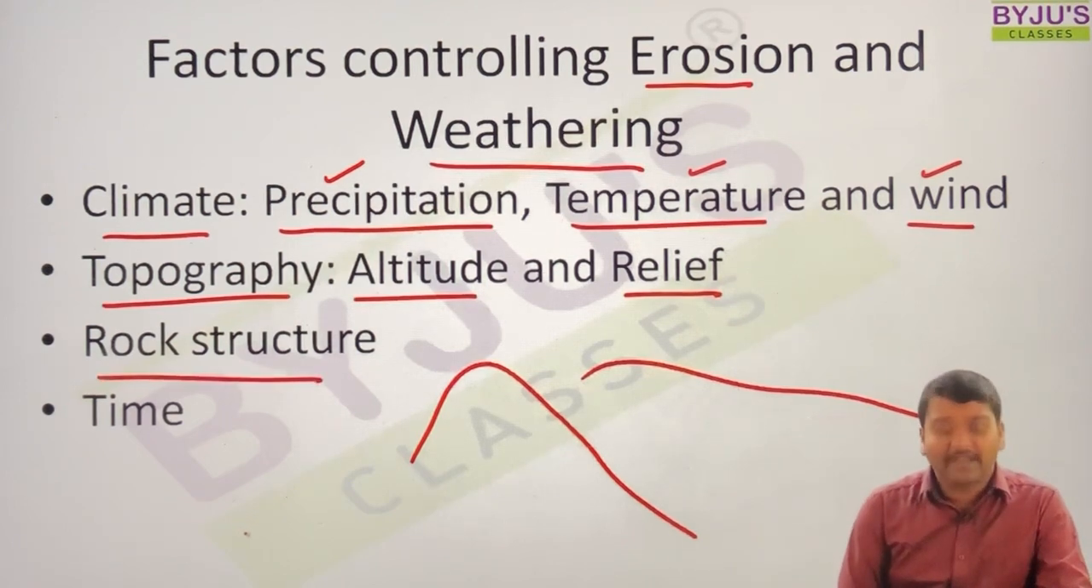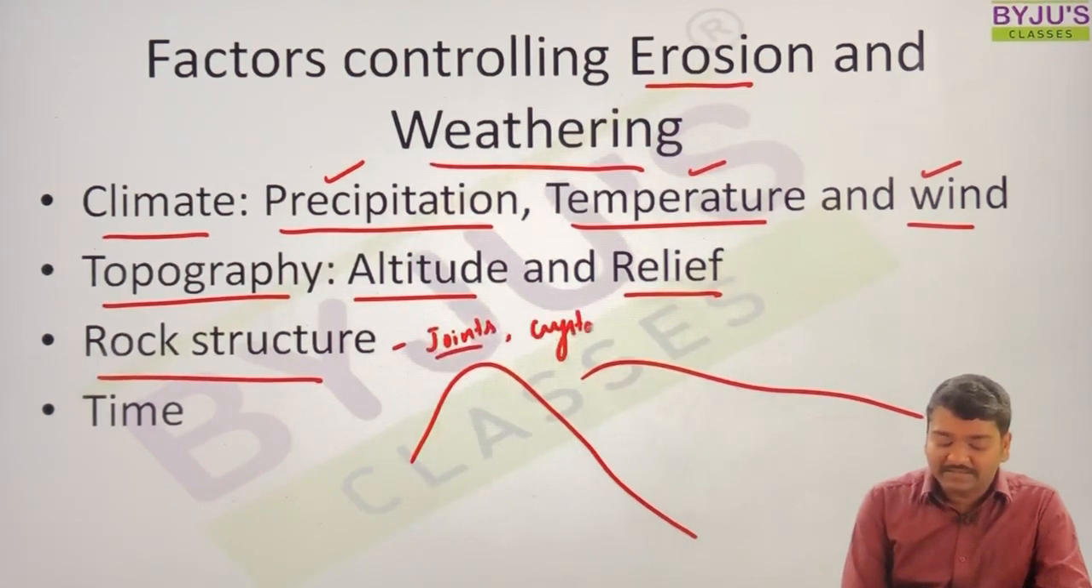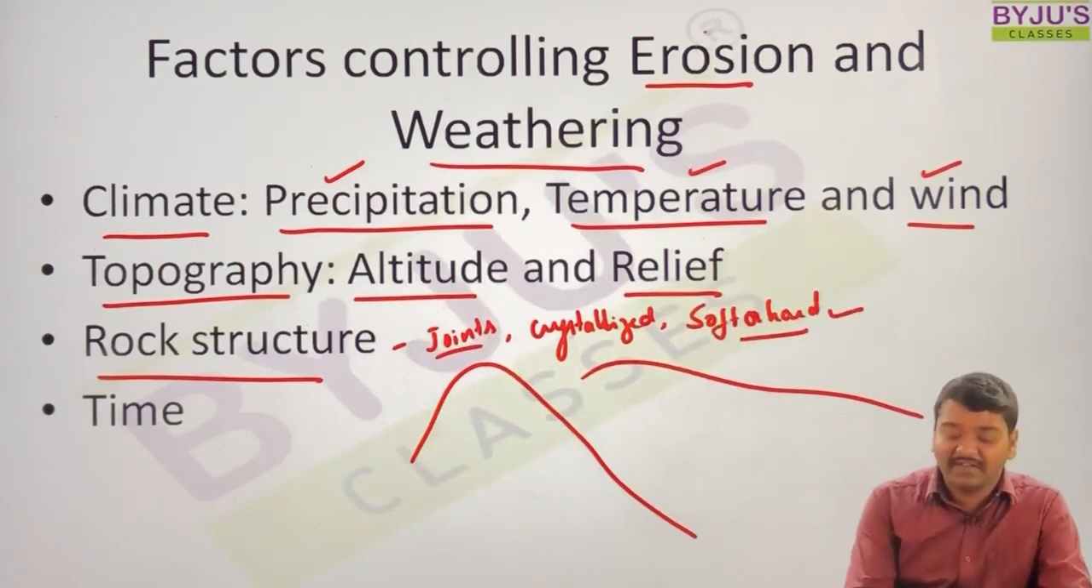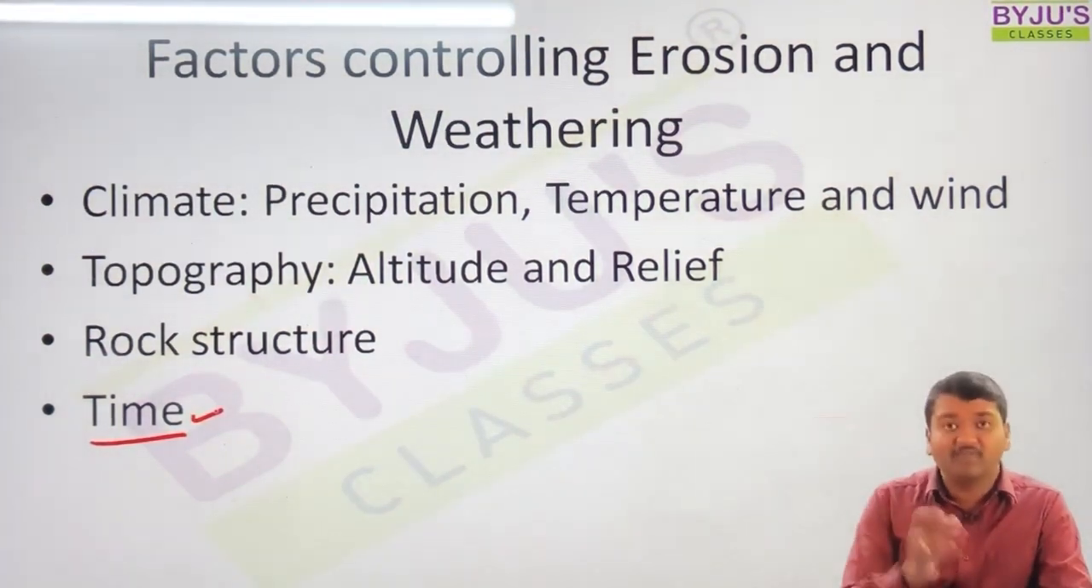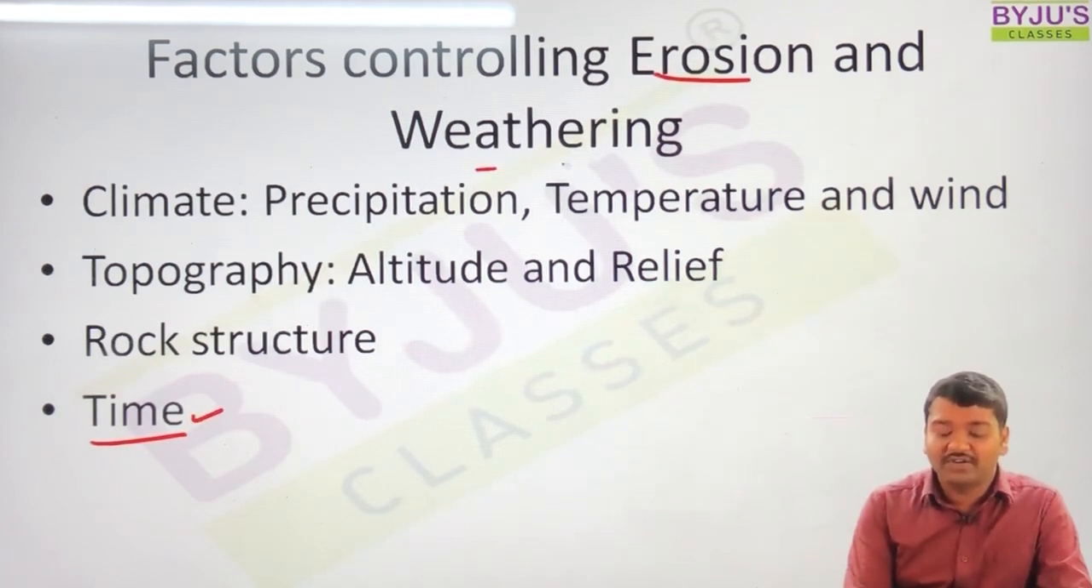Rock structure, that is whether they have joints or not, whether they are crystallized, chemically reactive, or if it is soft or hard. All these will help us in understanding whether it is erodible or not. Time is the most important factor. With time, things keep changing. So factors which affect, you will not see small changes. Usually erosion and weathering are long-term changes.